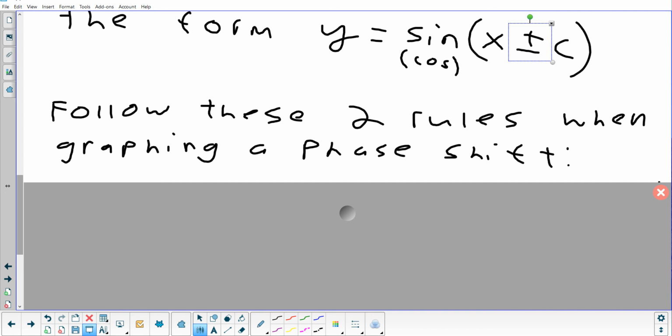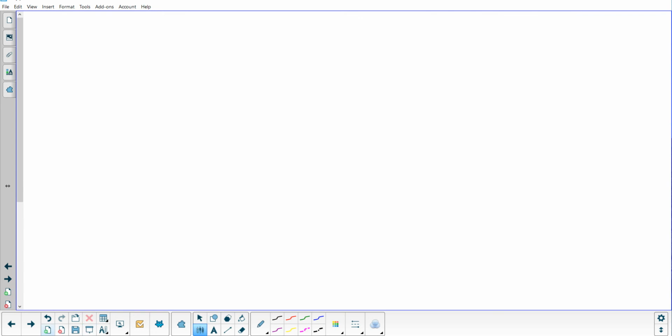So follow these two rules when you're doing a phase shift, because we have to know whether it is left or right. You know it's adding and subtracting. Does anybody have a guess which one would shift it to the right? Do you think adding would shift it to the right, or subtracting? I think adding would shift it to the right and subtracting would shift it to the left. You would think that, because on a number line, positive numbers go to the right, negative numbers go to the left. Okay, you would think adding would move it to the right.